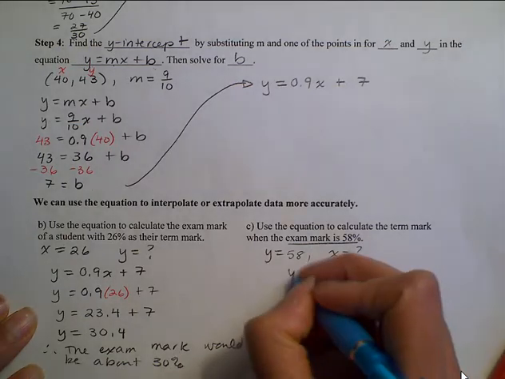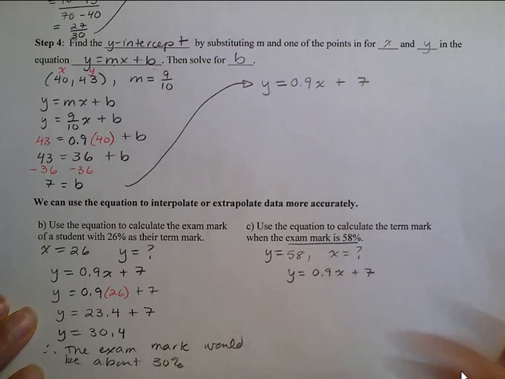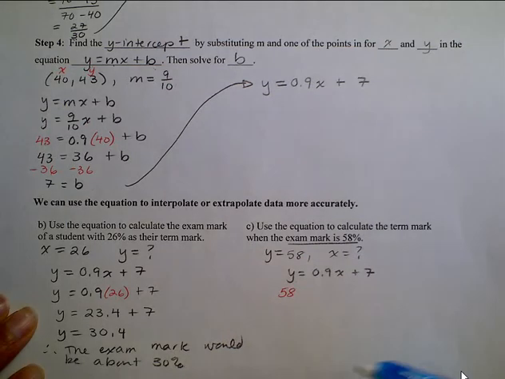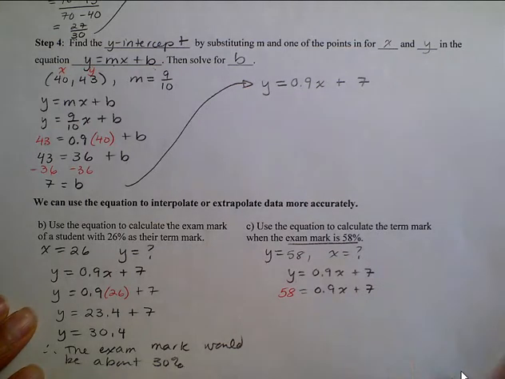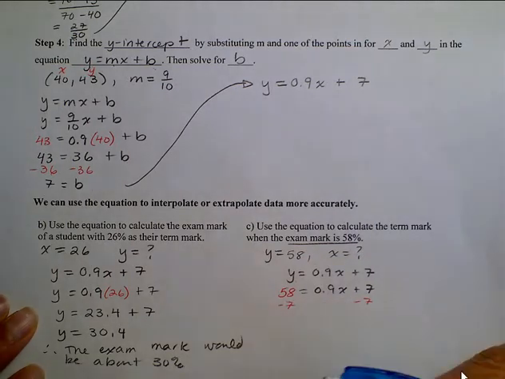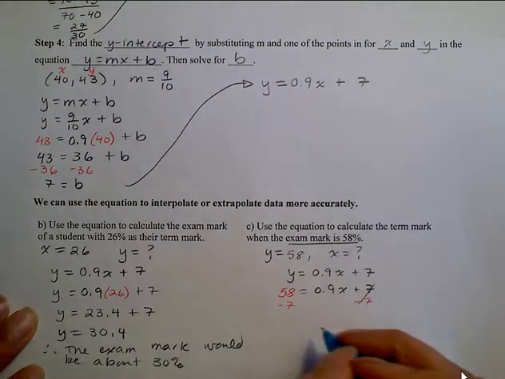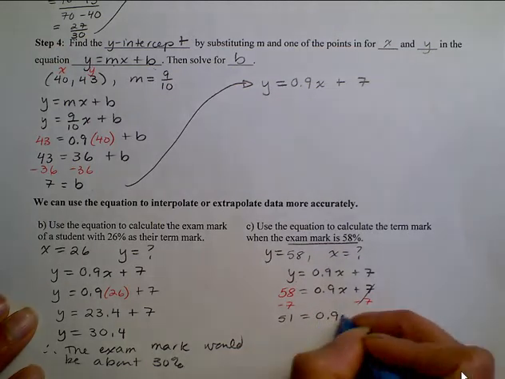So let's write our equation. Our equation is y equals 0.9x plus 7. And this time in for y, I'm going to put the 58. And we have to work on solving for x. So when I isolate the x, this is a two-step equation. I want to move things that are easy to move first. That 7's easy to move. I'm going to do the opposite operation, so I'm subtracting 7 from both sides. That cancels out and becomes a 0. 58 minus 7 is 51. So 51 is equal to 0.9x.